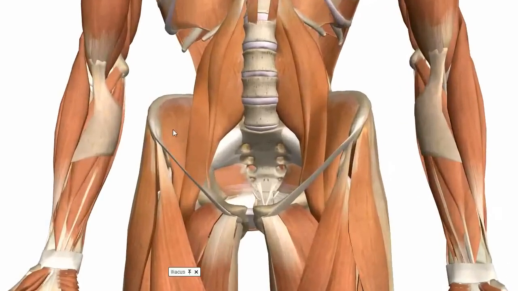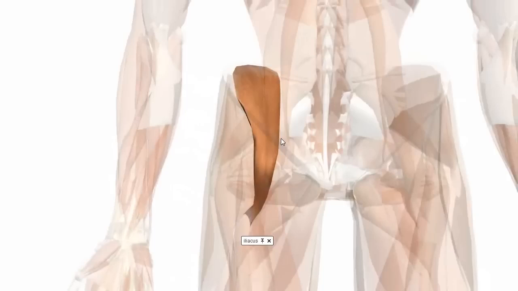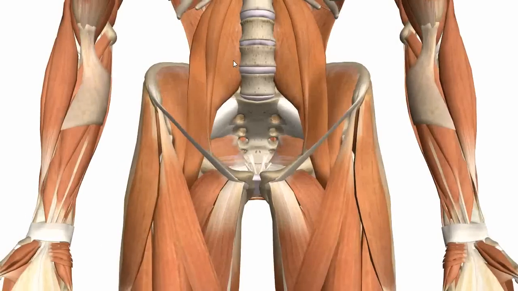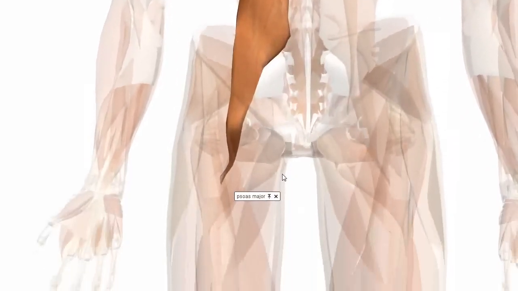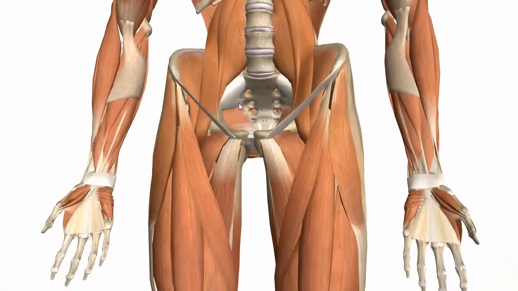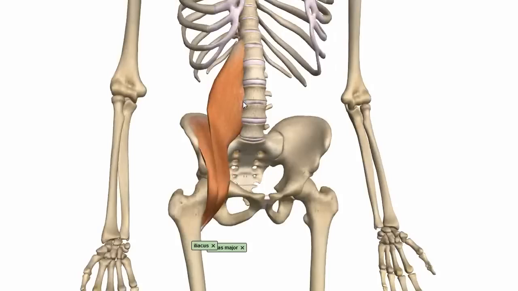The iliacus muscle is this muscle here, and it inserts onto the lesser trochanter of the femur together with the psoas major muscle. This is the psoas major muscle here, and they have this common insertion point on the lesser trochanter of the femur. Here I've highlighted the iliacus and psoas major muscles, so you can see the origin and insertion a bit more clearly.